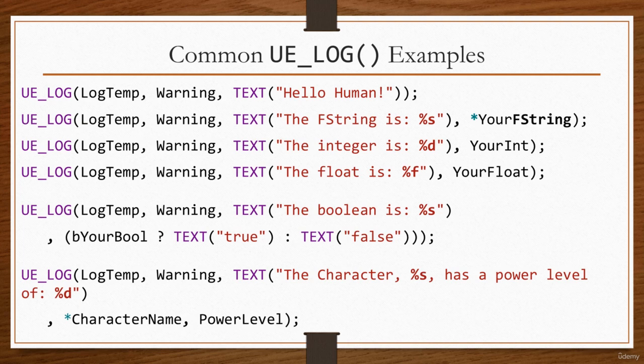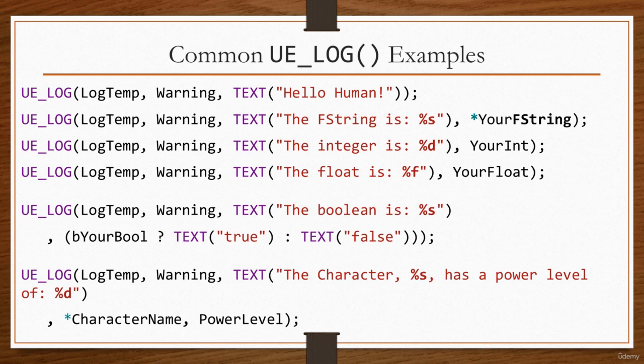So let's move on to some additional examples, some of the common logging that you may do in Unreal Engine. I will use the same category name and verbosity for these examples, so LogTemp and Warning, for example. And then we can do different sorts of logs. We can simply print out a text for debugging purposes.